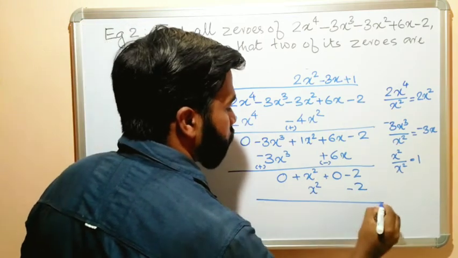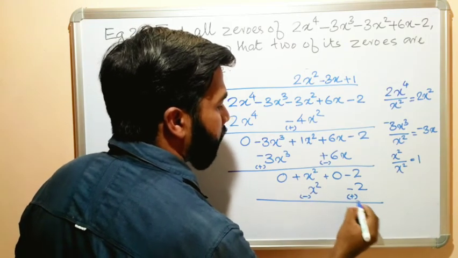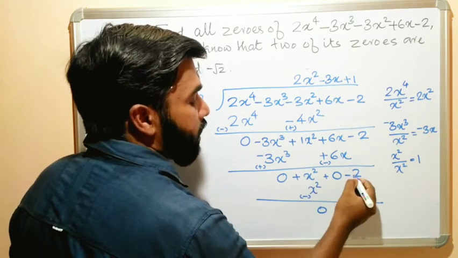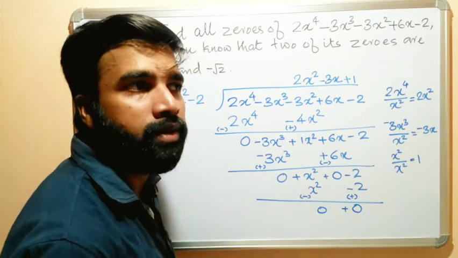Again we have to subtract. So here this minus will become plus. Then x square minus x square is 0. Then minus 2 plus 2 is also 0. So the remainder is 0.